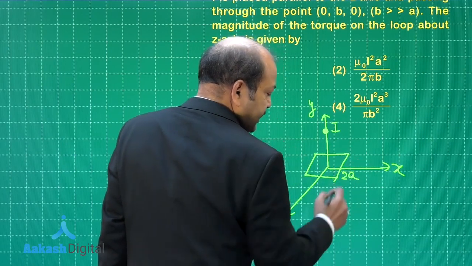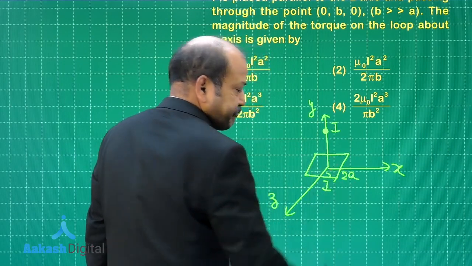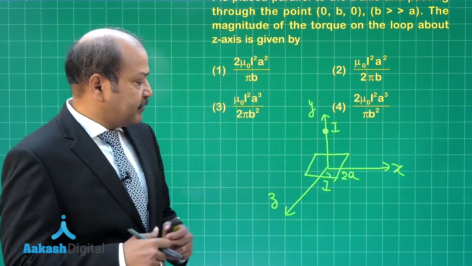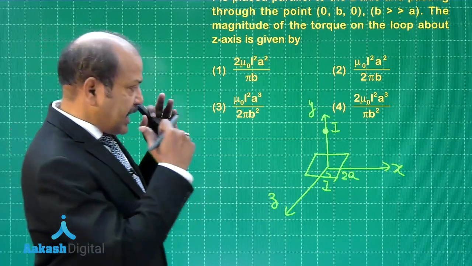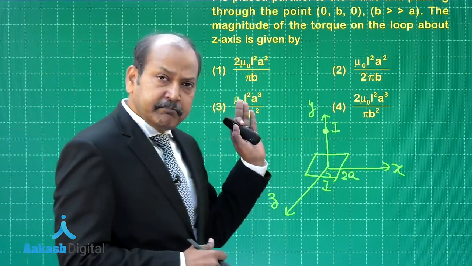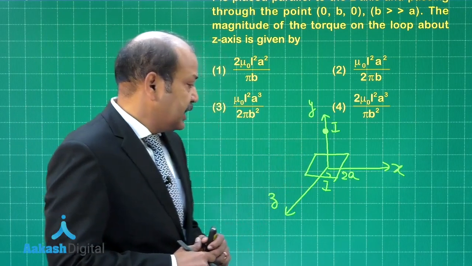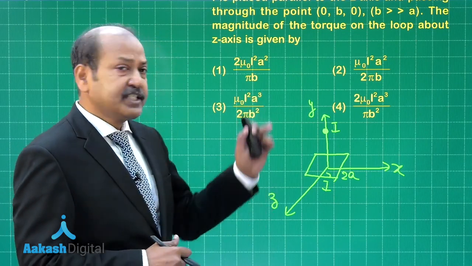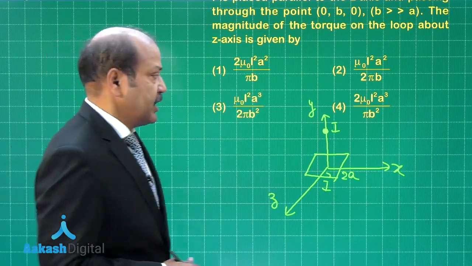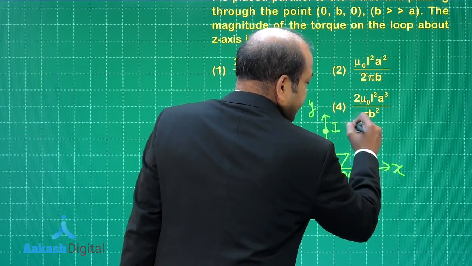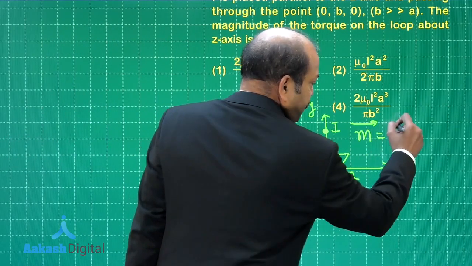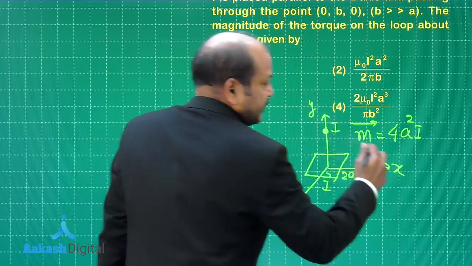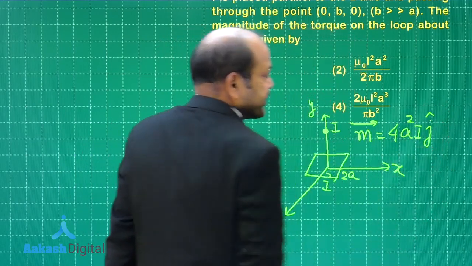The side is 2a, the current let us assume is I. In fact, it is given in the question. Now, it is a pretty straightforward question. If we look at the m vector, the magnetic moment vector of this dipole, that is equal to 4a square I, and the direction is along j cap for the situation that we have shown. So, the m vector, let us write here itself, is coming out as 4a square into I. The direction is the j cap direction.